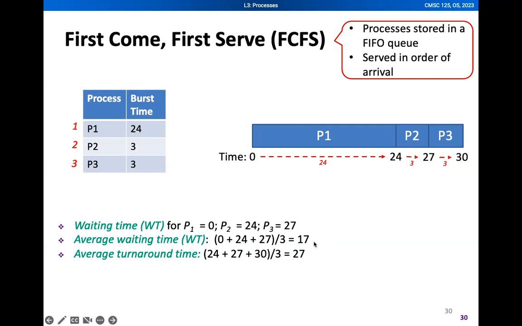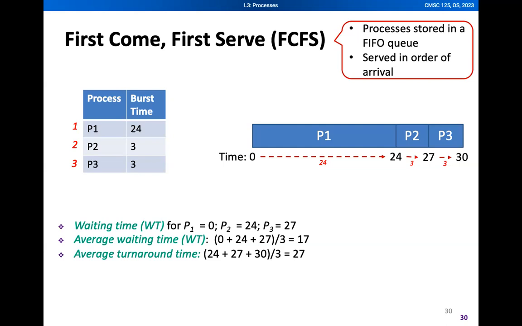And what about the turnaround time? We mentioned earlier that the turnaround time is the time from submission of a process to the time of completion. All of these processes have arrived at time 0. So for P1, the turnaround time is from 0 to 24. It arrived at time 0 and it finished executing at 24. So don't be confused that they all arrive at time 0, but P1 arrived first, and then P2, and then P3.